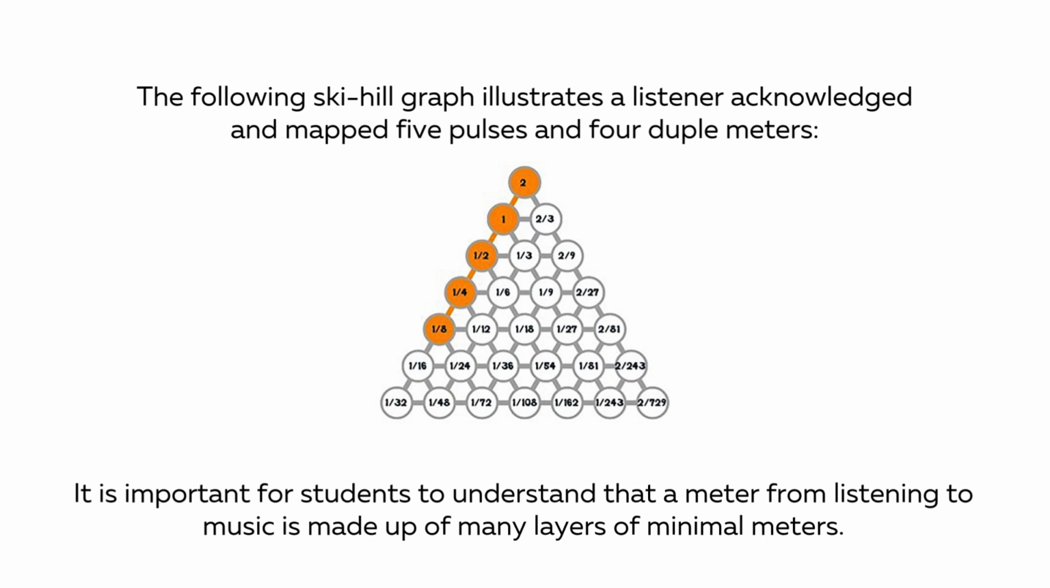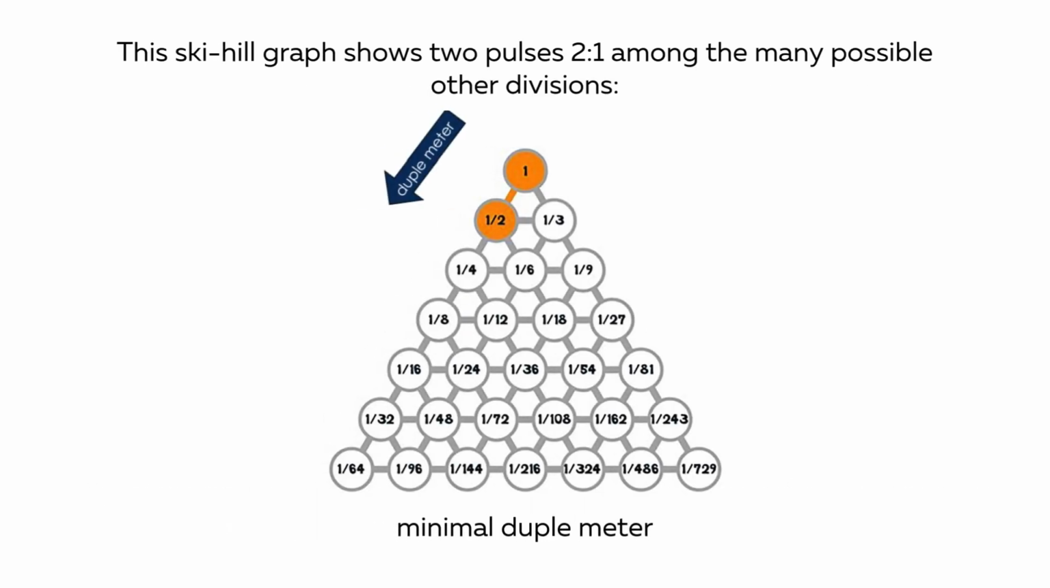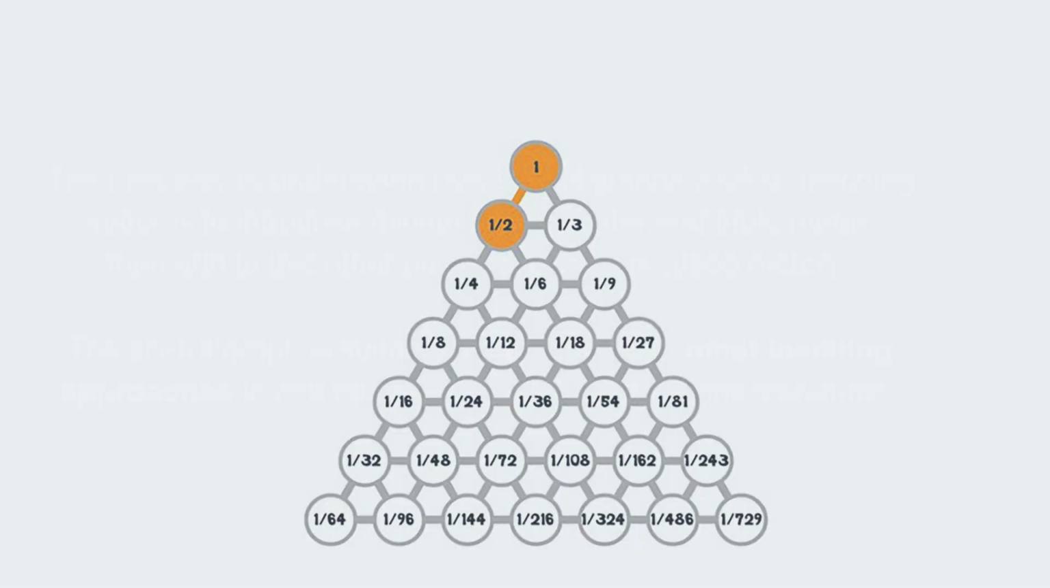It is important for students to understand that a meter from listening to music is made up of many layers of minimal meters. This ski hill graph shows 2 pulses 2 to 1 among the many possible other divisions. The slowest pulses are towards the top and double descending to the left and triple descending to the right.